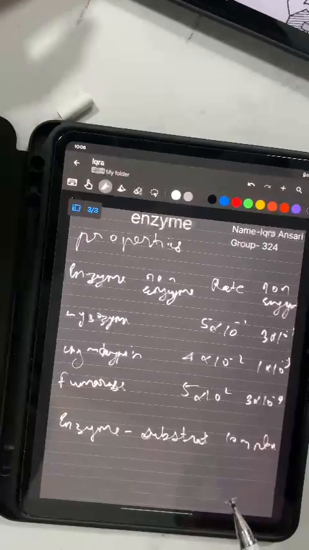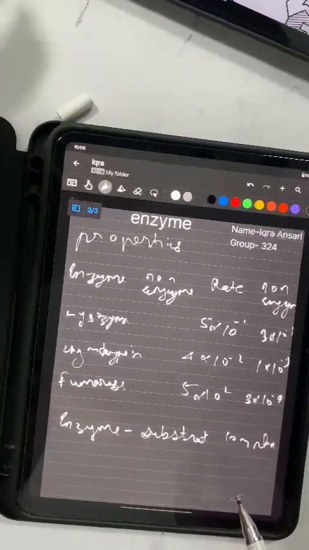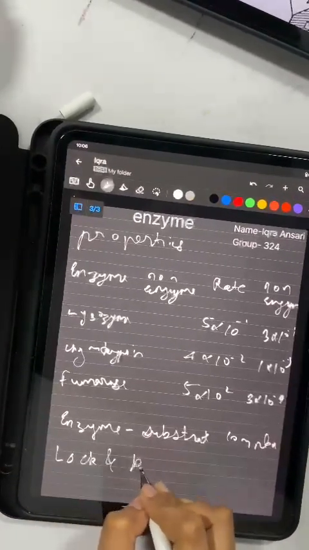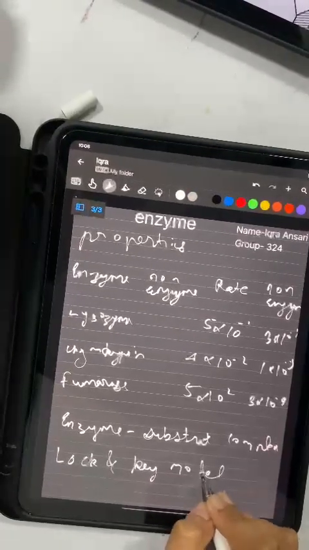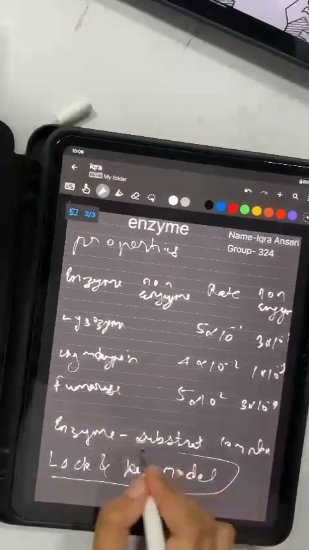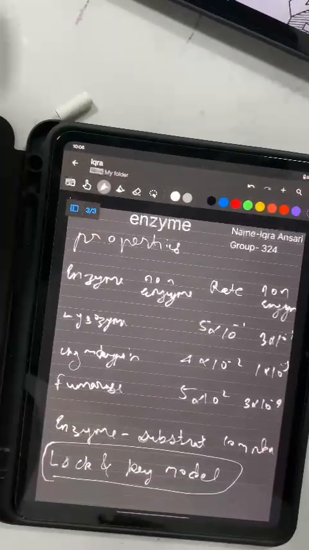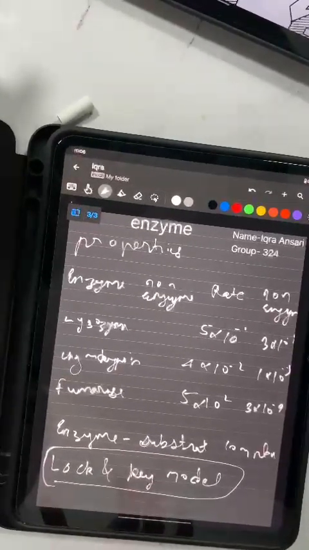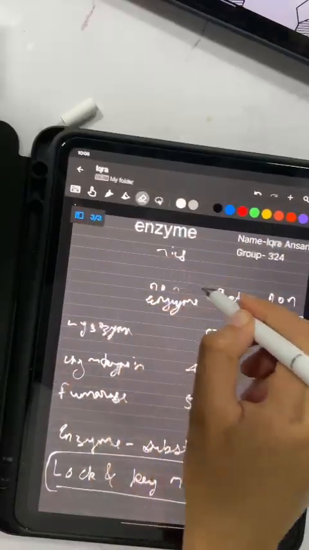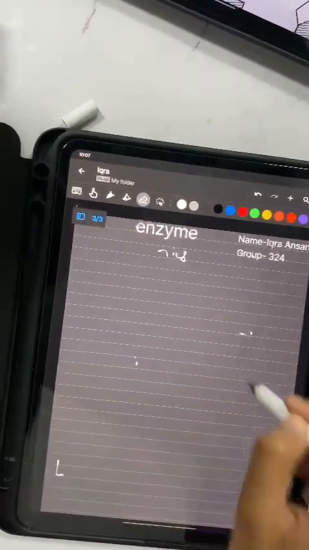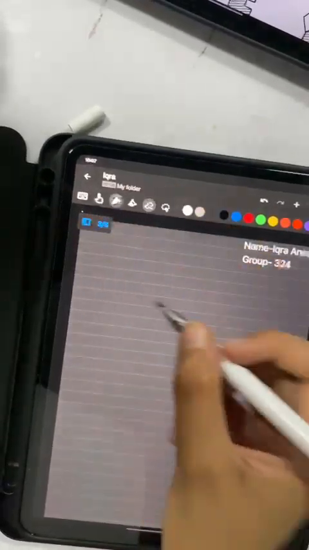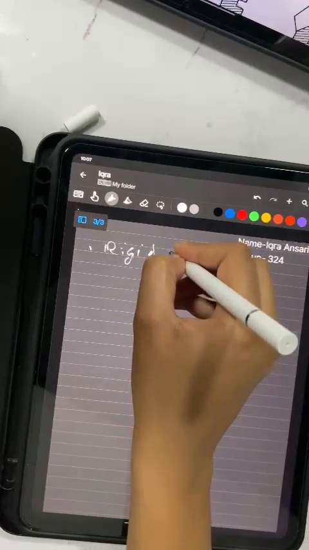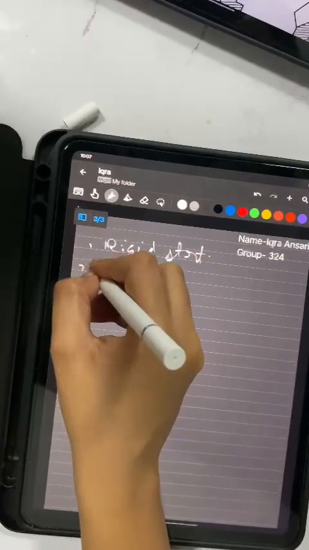At the turn of the century, Fischer proposed the lock and key model. So what did he propose? He proposed the lock and key model for the enzyme-substrate complex. Let us understand this. For the treatment of the enzyme-substrate interaction, the enzyme and the substrate possess a rigid structure. First of all, they should have a rigid structure.